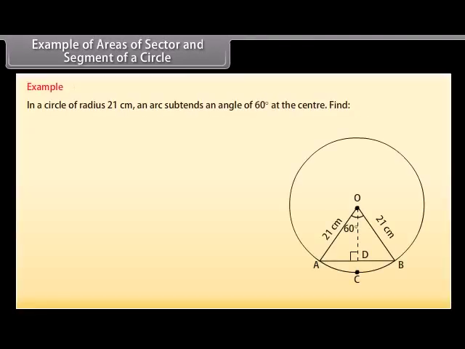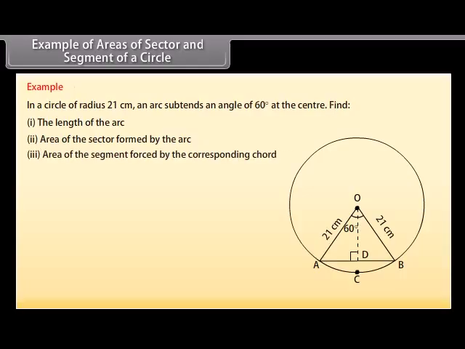Example. In a circle of radius 21 centimeters, an arc subtends an angle of 60 degrees at the center. Find: 1. The length of the arc. 2. The area of the sector formed by the arc. 3. The area of the segment formed by the corresponding chord. Use pi as 22 upon 7.